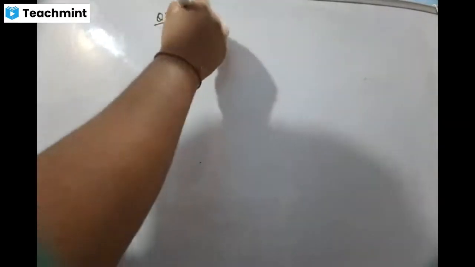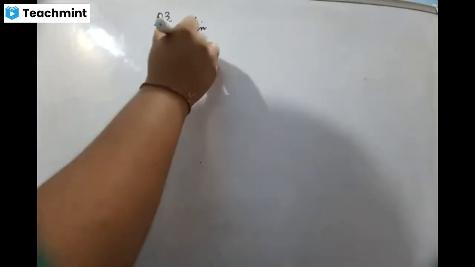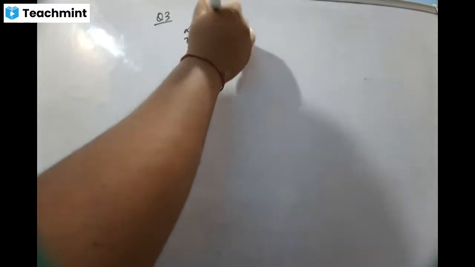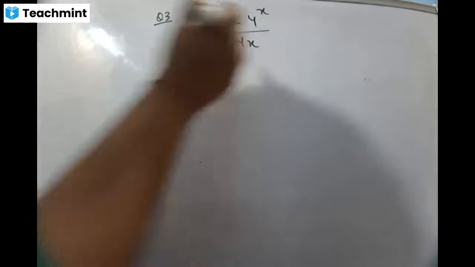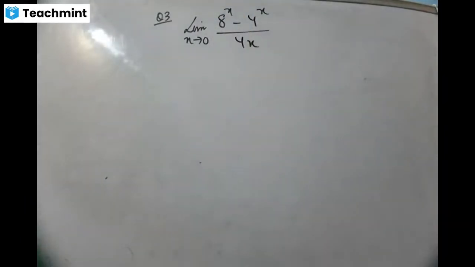What do you call? This question had come in the exam today. It was very simple. Limit x tends to 0, 8 to the power x minus 4 to the power x divided by 4x. Now you'll be able to do it very easily.